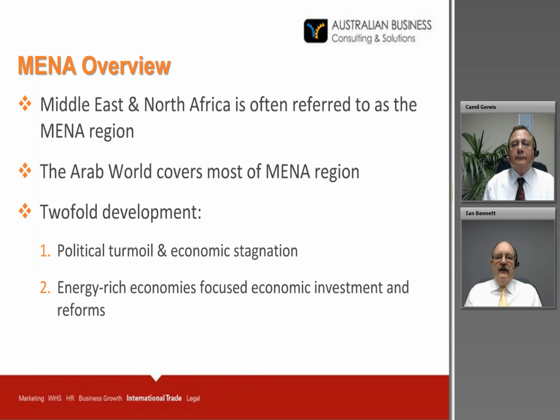Middle East and North Africa is often referred to as the MENA region. It covers the majority of the Arab world, and as you're probably well aware, there's twofold development going on in this region. There are the countries which are obvious, like Egypt and Syria at the moment, which are in political turmoil. There's a number of countries coming out of the Arab Spring, and there's a few countries, because of the Arab Spring, in economic stagnation.